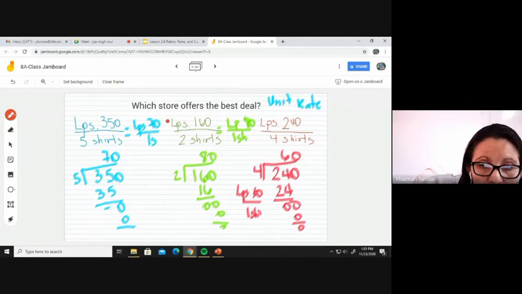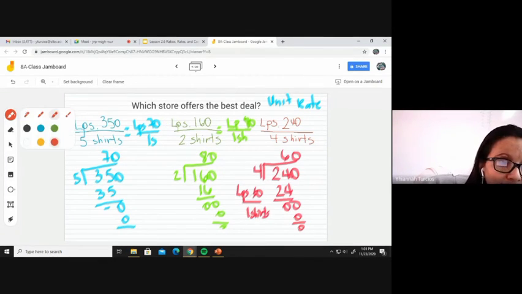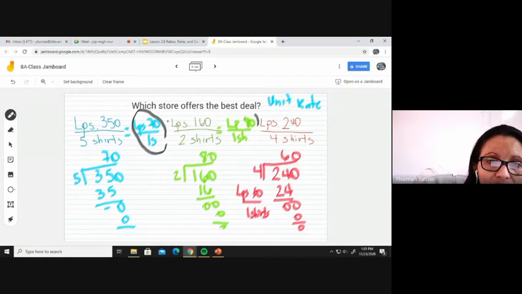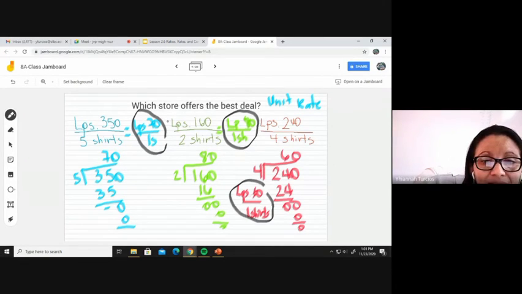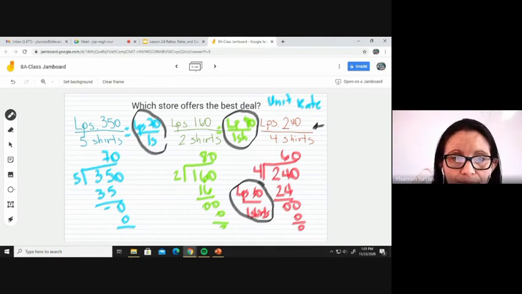So at the end we are able to identify the unit rate for each one. This one is 70, this one is 80, and this one is 60. That means at the end, the best deal is this one, okay? Because every shirt will be 60 lempiras, or in other words, the unit rate will be 60 over 1, okay?